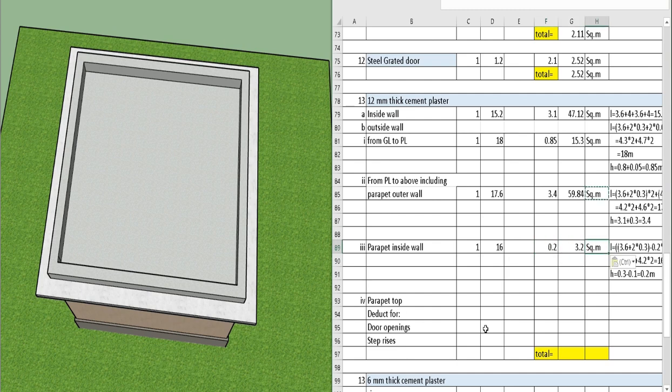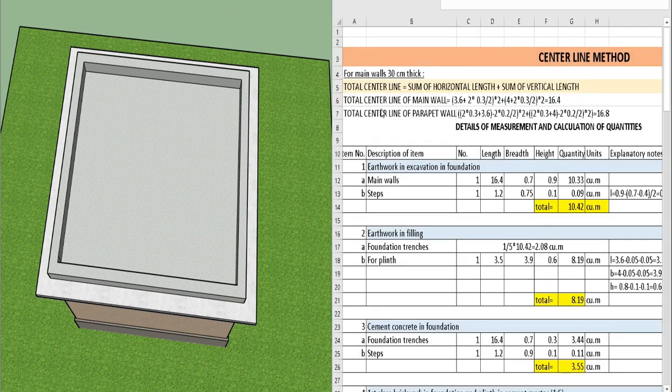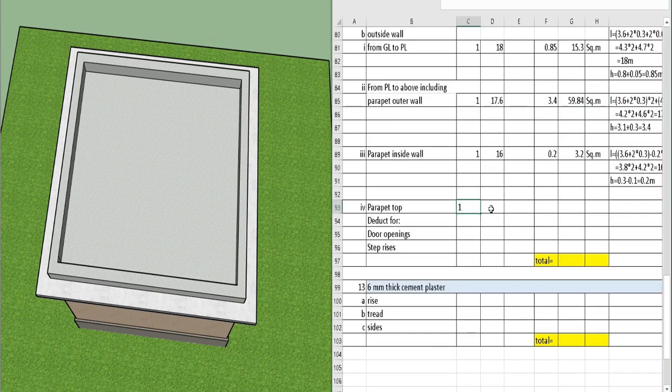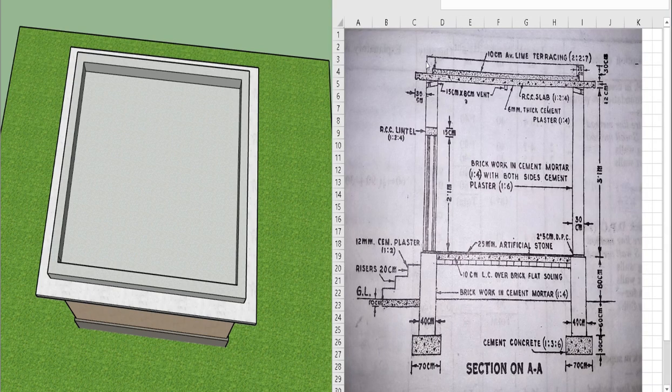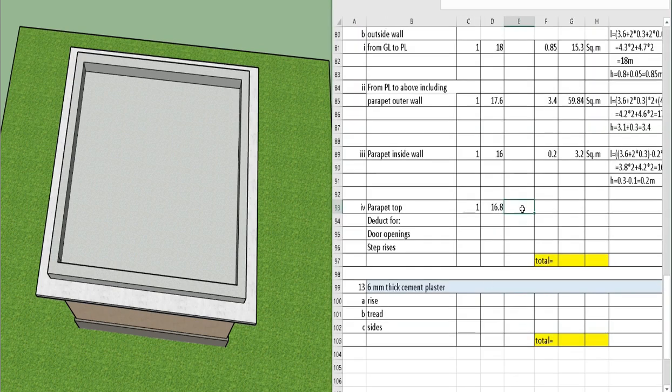Now we have to do this plastering on the top of this parapet wall, that means on this side, this side, this side and this side. And here we have already calculated the centerline of parapet wall, that is 16.8. Centerline is 16.8, and when we multiply by its breadth we will get total area for the plastering. So number of top parapet wall 1. Length is center to center length, that is 16.8 meter, and we have to multiply by its breadth, that is the width of this parapet wall, 20 centimeter, so width equals to 0.2 meter. So our total quantity is 3.36 meter square.